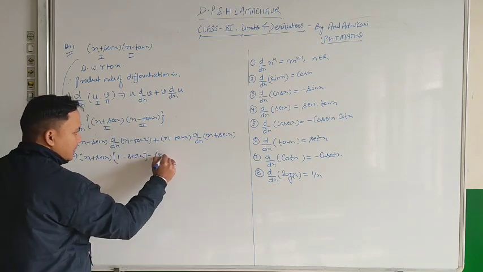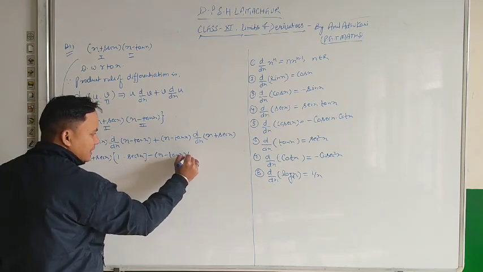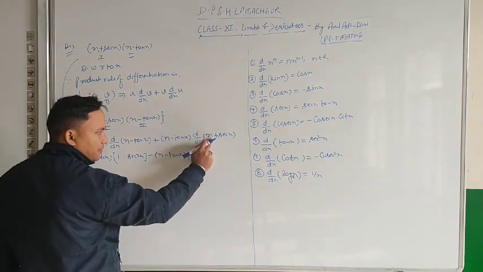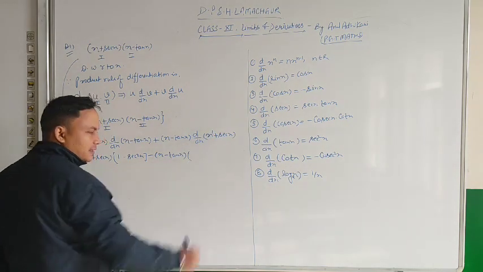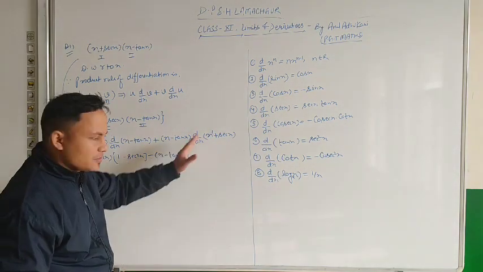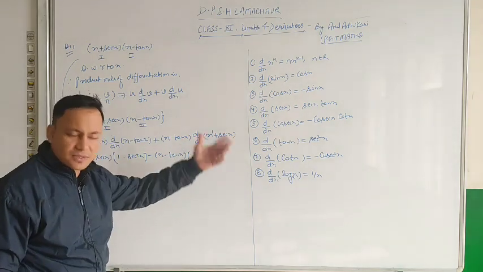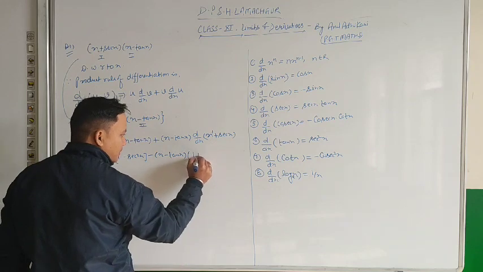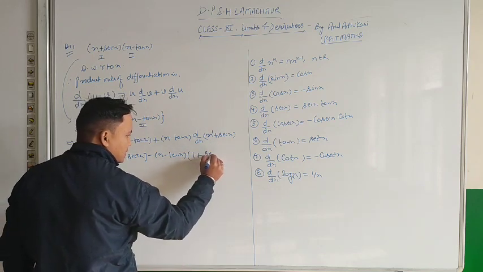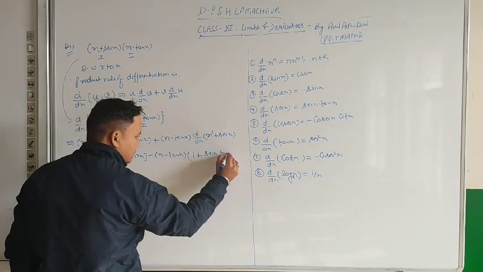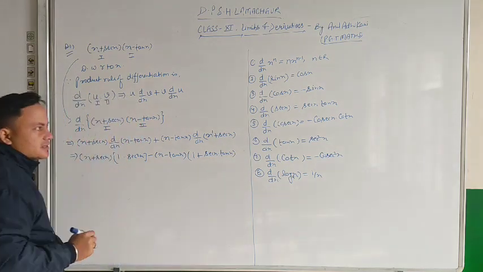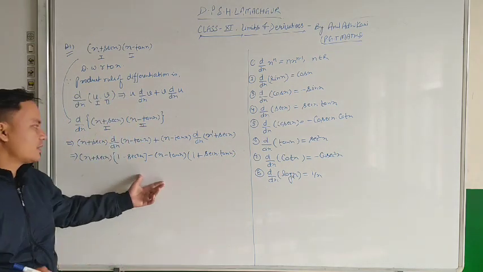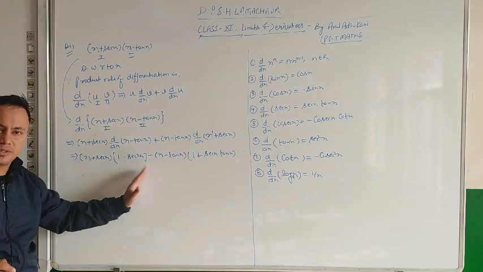Minus, then x minus tan x in one bracket. Now the differentiation of x: the power of x here is 1, so the derivative of x to the power 1 will be 1, x to the power 1 minus 1, that is x to the power 0. So the derivative of x is 1, plus the derivative of sec x, which is sec x tan x. So this is your required answer. There is no need to multiply it out, we will stop here.